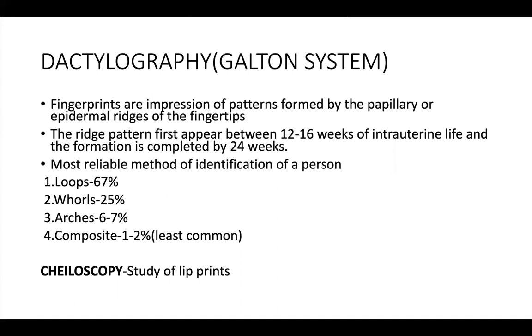The ridge patterns first appear between the 12th to 16th week of intrauterine life, and the formation is completed by 24 weeks. So the ridge pattern of these fingerprints appears between 12 to 16 weeks of intrauterine life, and it will complete on the 24th week. So here 4 types of fingerprints are there. And another thing is, this Galton method is the most reliable method of identification of a person.